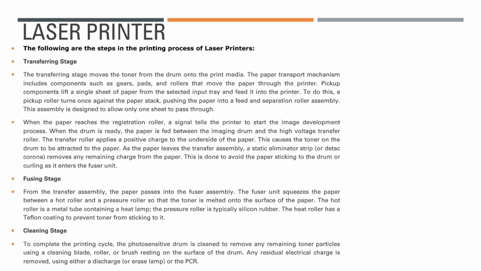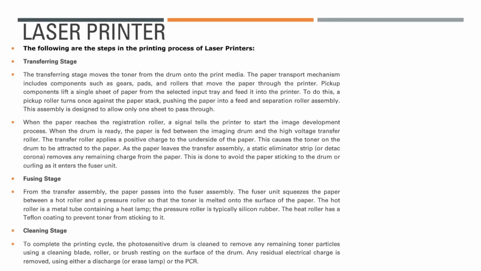When the paper reaches the registration roller, a signal tells the printer to start the image development process. When the drum is ready, the paper is fed between the imaging drum and the high voltage transfer roller. The transfer roller applies a positive charge to the underside of the paper. This causes the toner on the drum to be attracted to the paper. As the paper leaves the transfer assembly, a static eliminator strip, or DTAC corona, removes any remaining charge from the paper. This is done to avoid the paper sticking to the drum or circling as it enters the fuser unit.